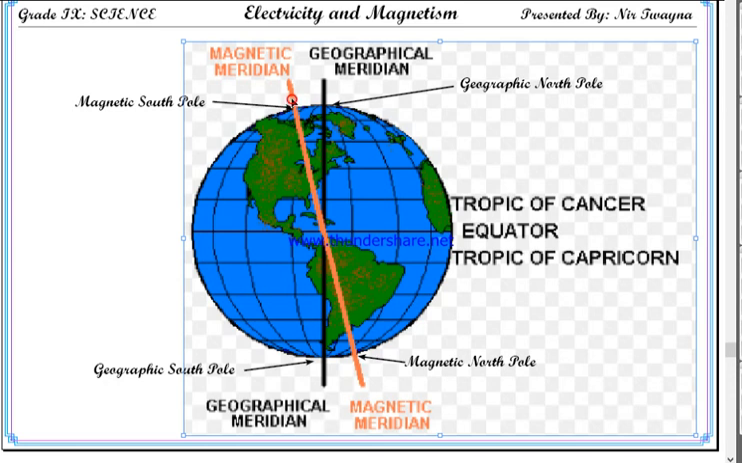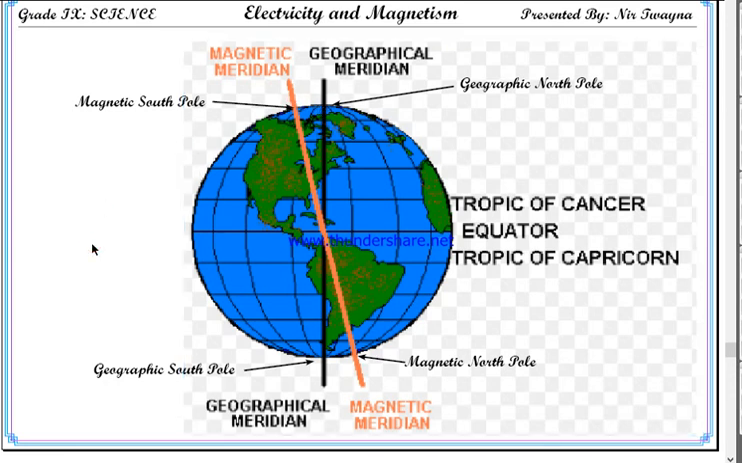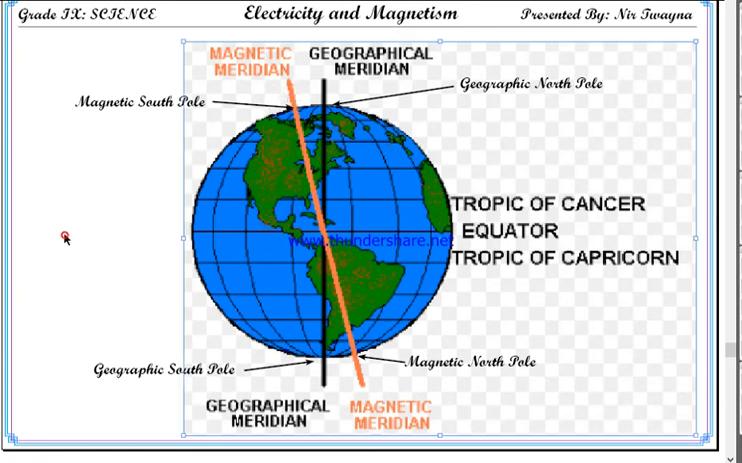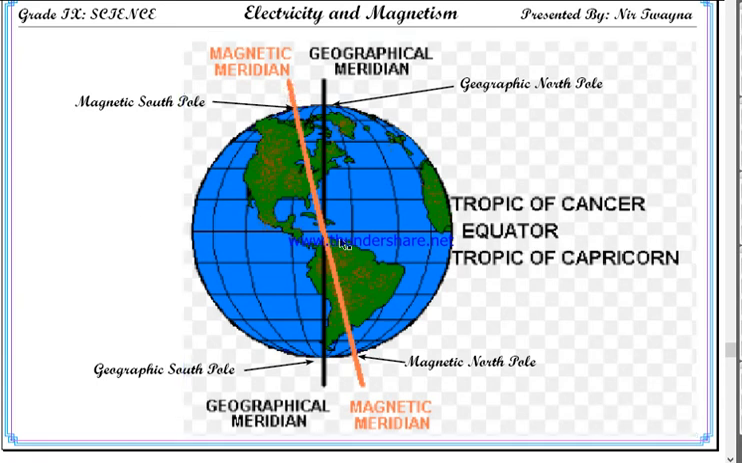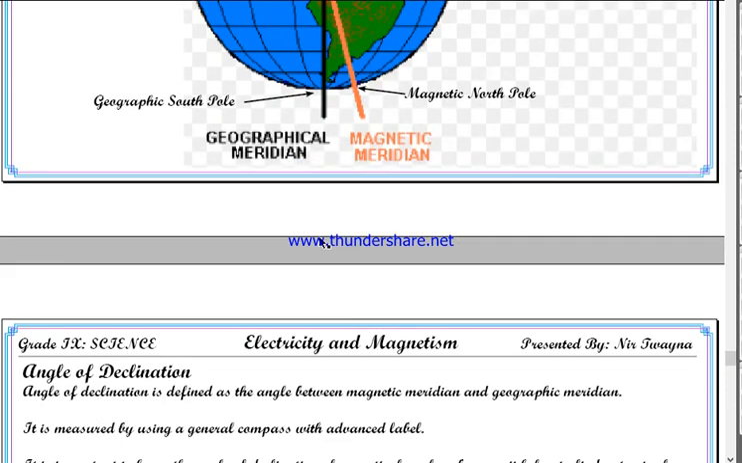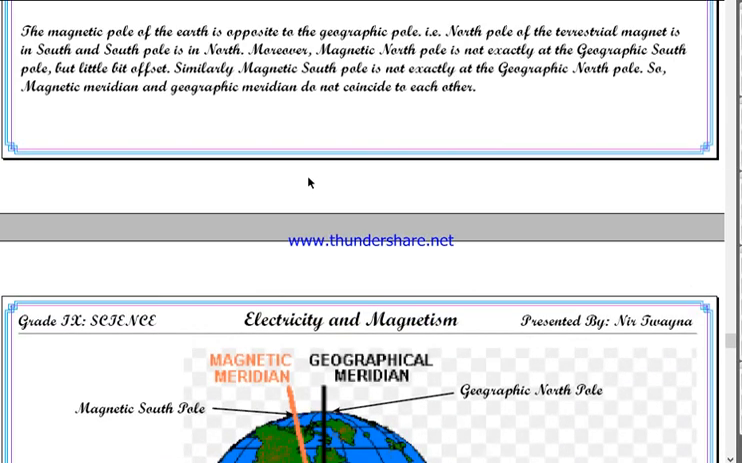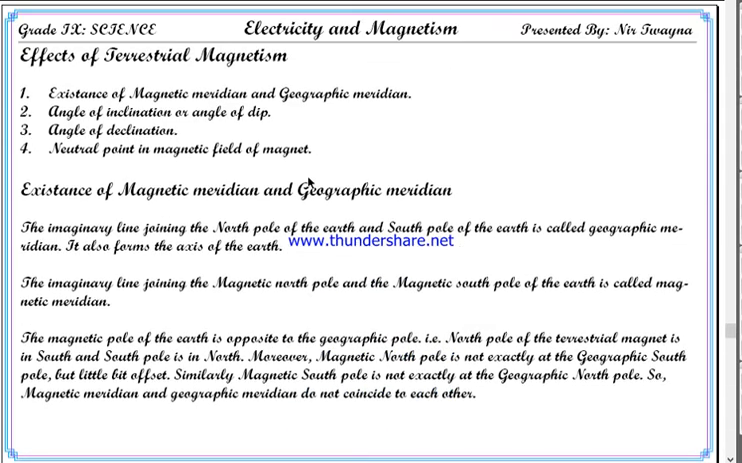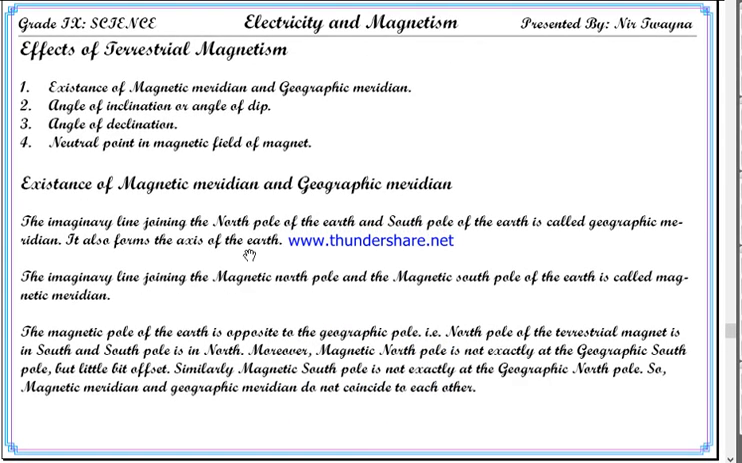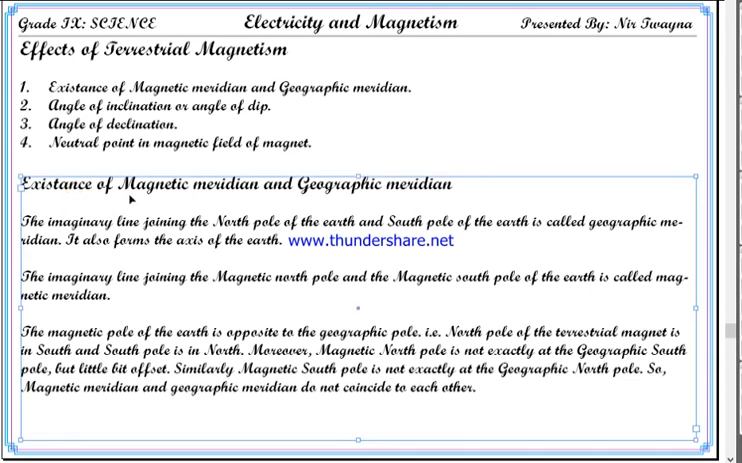Understood? So magnetic meridian and geographic meridian exist because of magnetism of earth. If earth was not a magnet, then the magnetic meridian would not exist. Understood? Okay, and the geographic meridian and magnetic meridian, you need to take note on this. We will do this much for today, and rest of the 3 terms we will discuss in our next class. Okay, say existence of magnetic meridian and geographic meridian.